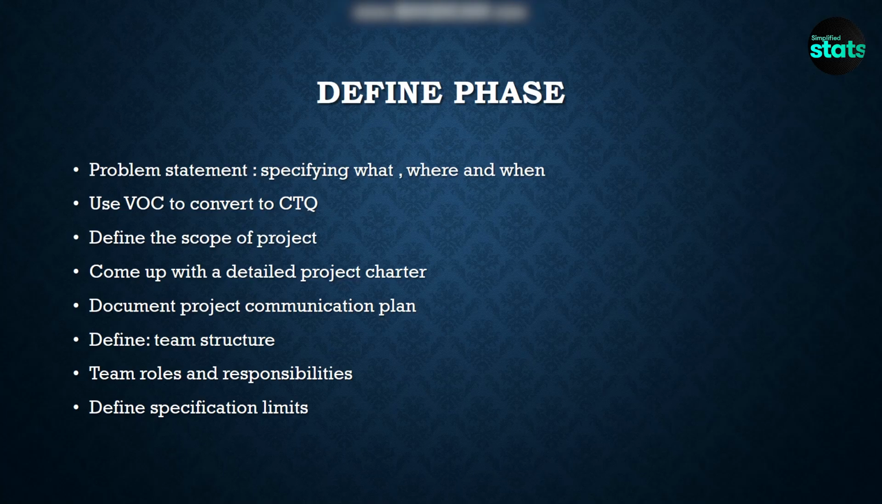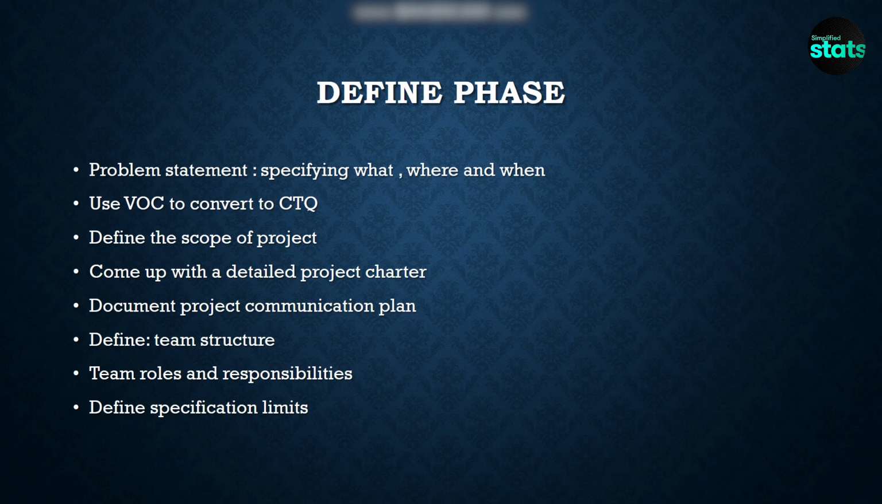Once you have decided the aspect or the indicator that you need to work on, we start with the define phase. In the define phase, you need to have a problem statement. Very particularly, it would specify what exactly is the problem, where in the process does it occur, and what is the frequency or when does it occur.